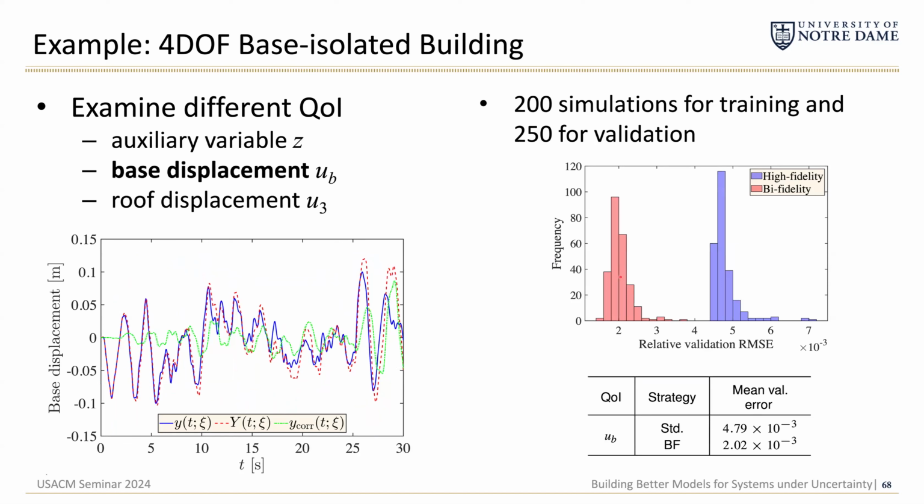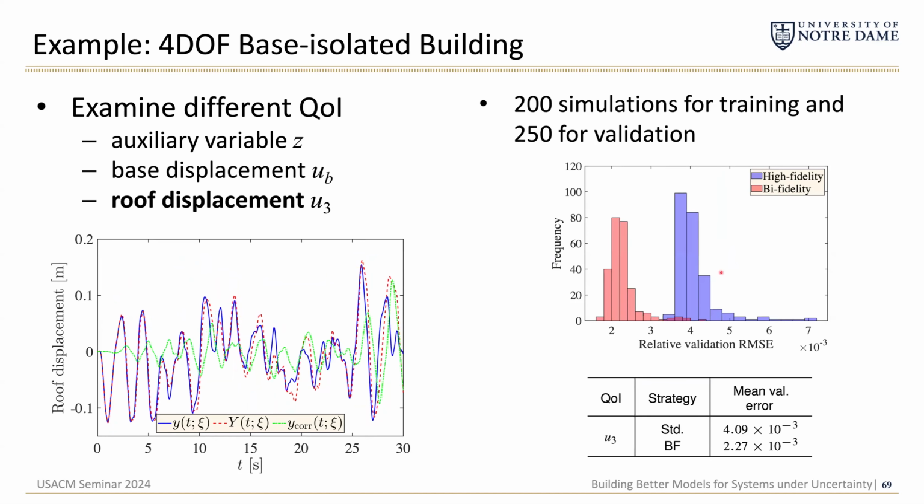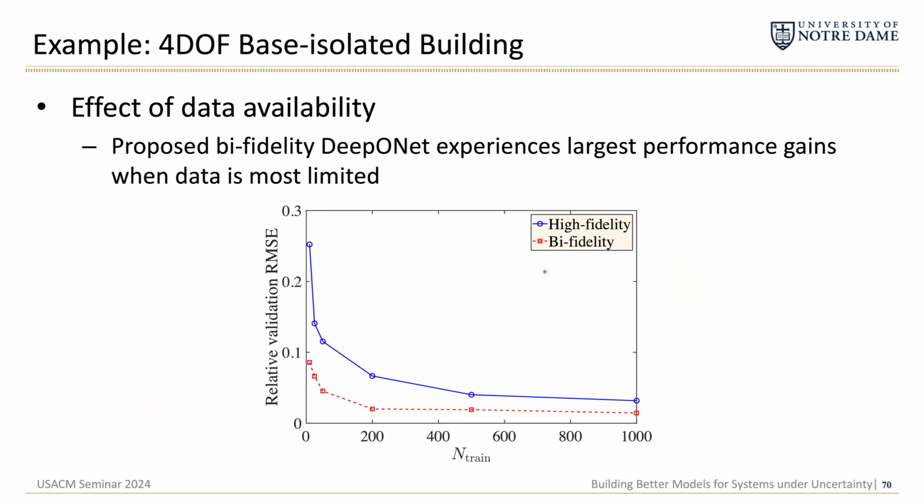Well, if you look at the base displacement, again, our bi-fidelity outperforms the standard high fidelity only by a little bit better than a factor of 2. And even if we go up to the roof displacement, assuming we only have a sensor that can measure the displacement of the roof, now we're getting further away from that localized nonlinearity, that localized uncertainty. We still see there's an advantage almost by about a factor of 2 of our bi-fidelity approach over a standard high fidelity only approach. And importantly, we can observe that the effect of our bi-fidelity approach is most pronounced the more limited or more unavailable data becomes. Right? The fewer data we have to train on, the more advantageous it is to use this bi-fidelity approach.